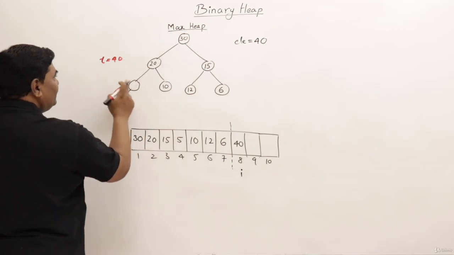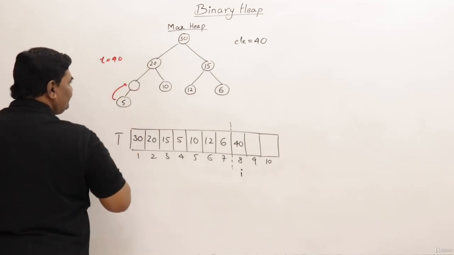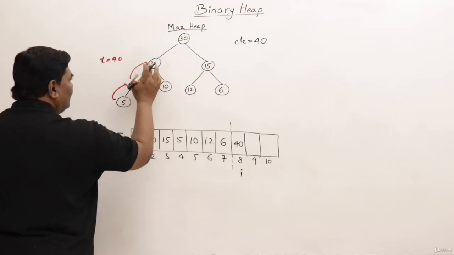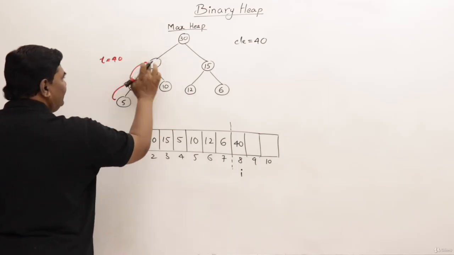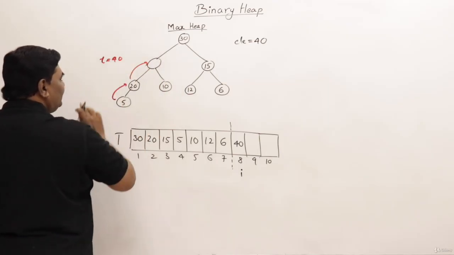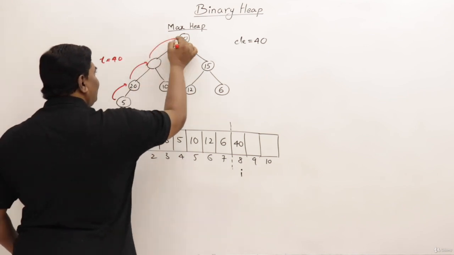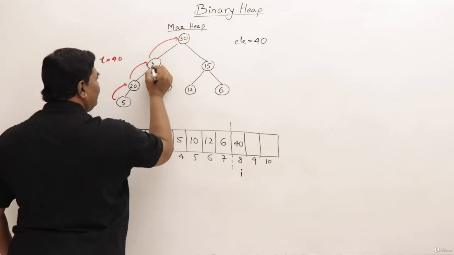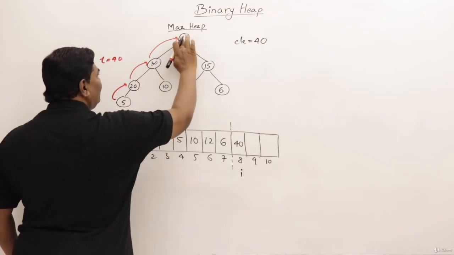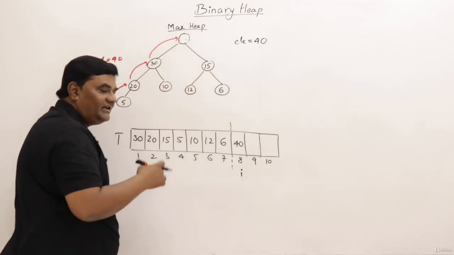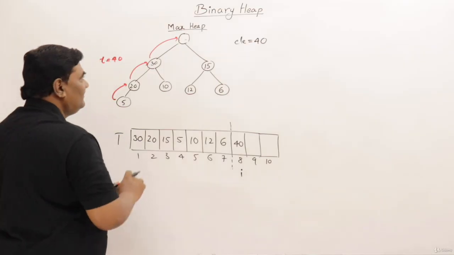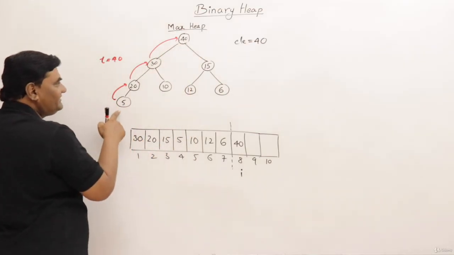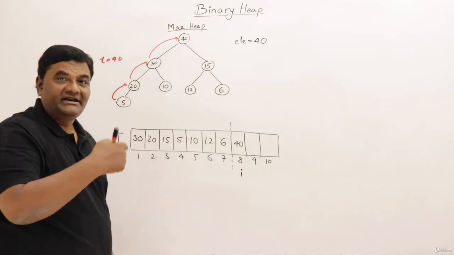Compare 40 with this one. 40 is greater than this one also. So it's still compared with the parent. So bring 20 down. Right? Now 40 is here. So I will not copy, just hold it here. Then again compare with its parent. Again 40 is greater than that one also. So move 30 down to this place. Then above this one, there is nothing. So we have reached. Now copy 40 there.